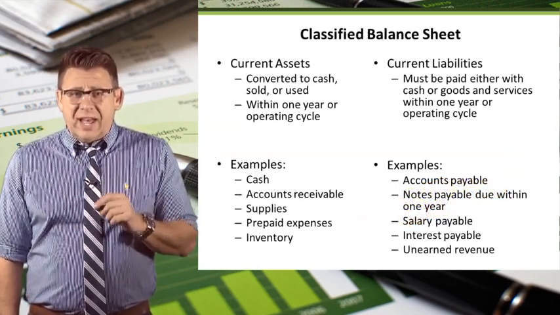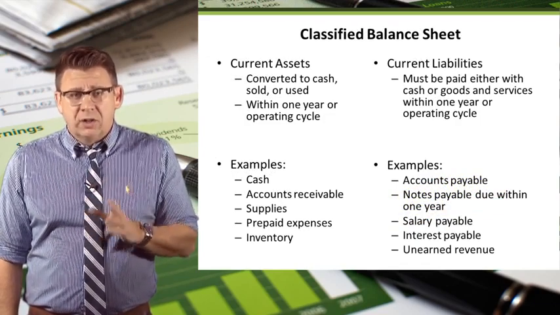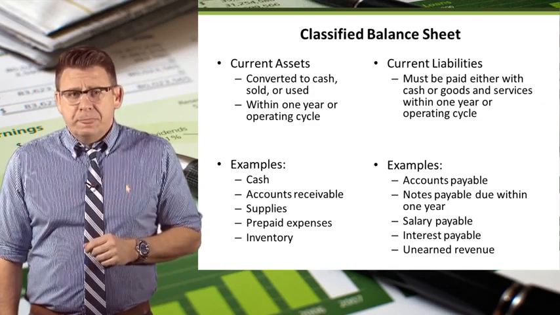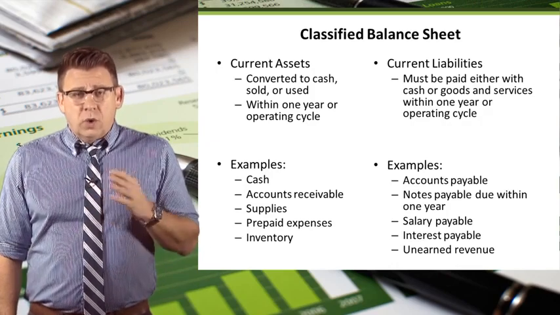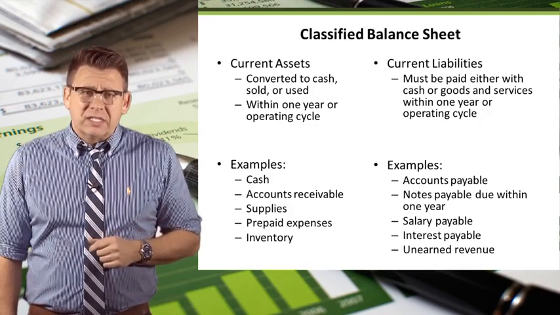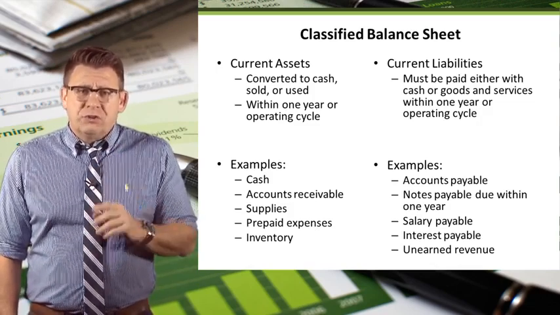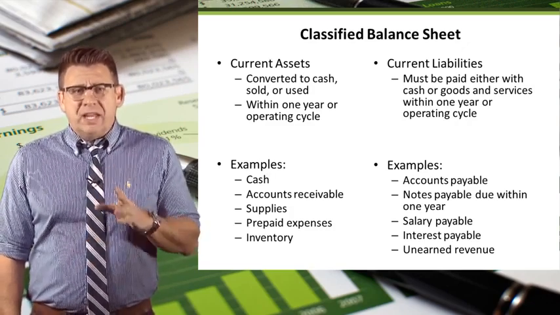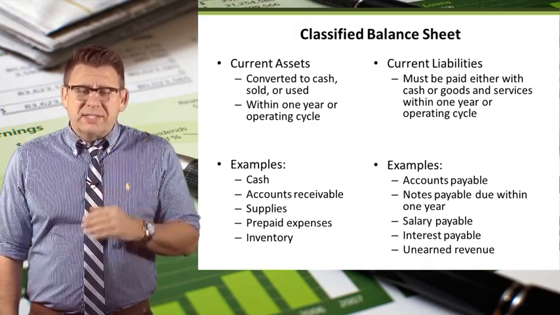Assets that will be turned to cash, sold, or used within 1 year or one operating cycle, whichever is more, are classified as current assets. Liabilities that will be paid within 1 year or one operating cycle, whichever is more, are classified as current liabilities. We will define operating cycle in a future video, but just so you know, almost all companies have many operating cycles within 1 year. So the year is basically the cutoff.